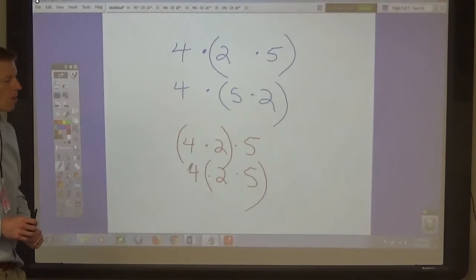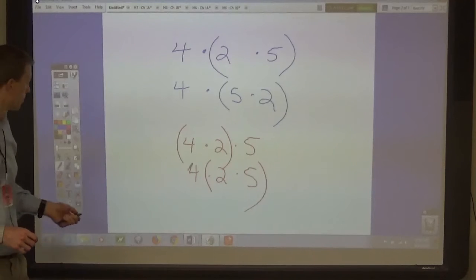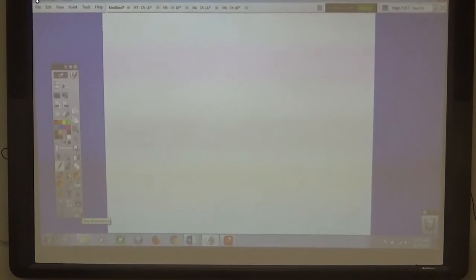Colton? For name the property shown, couldn't you always know that it's not going to be an associative if it doesn't have parentheses? Yes. However, it may be one of the other ones. For example, there's more to write down, people.